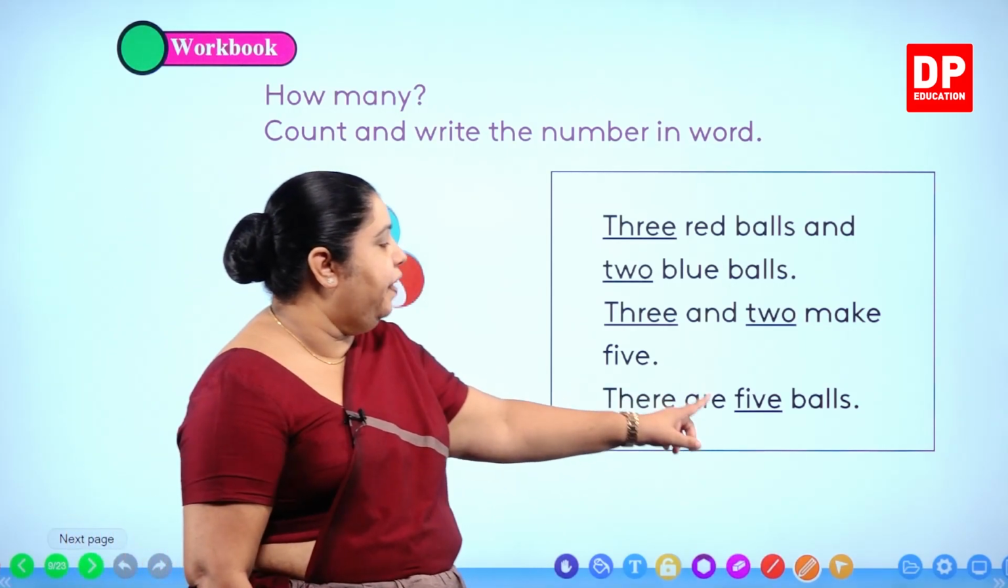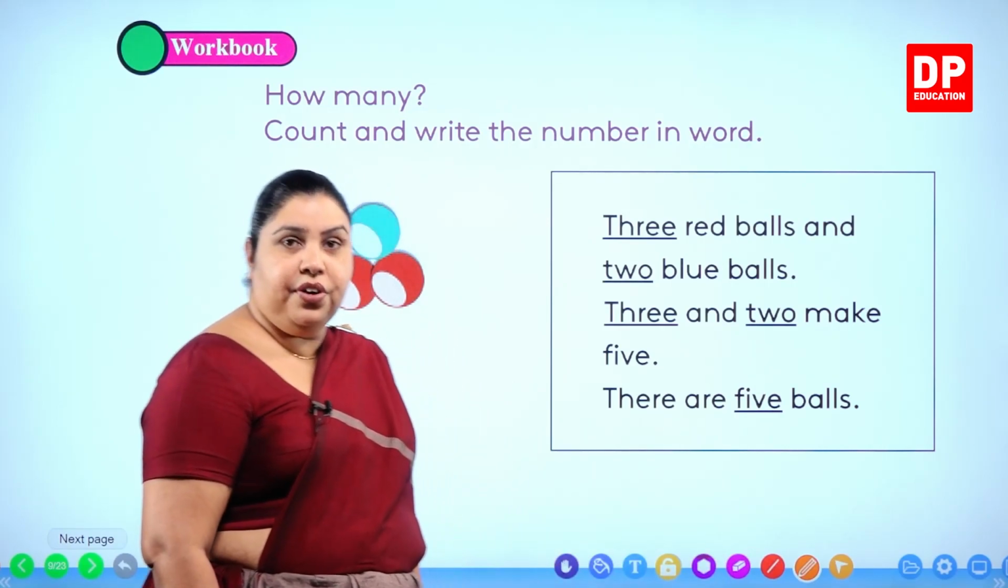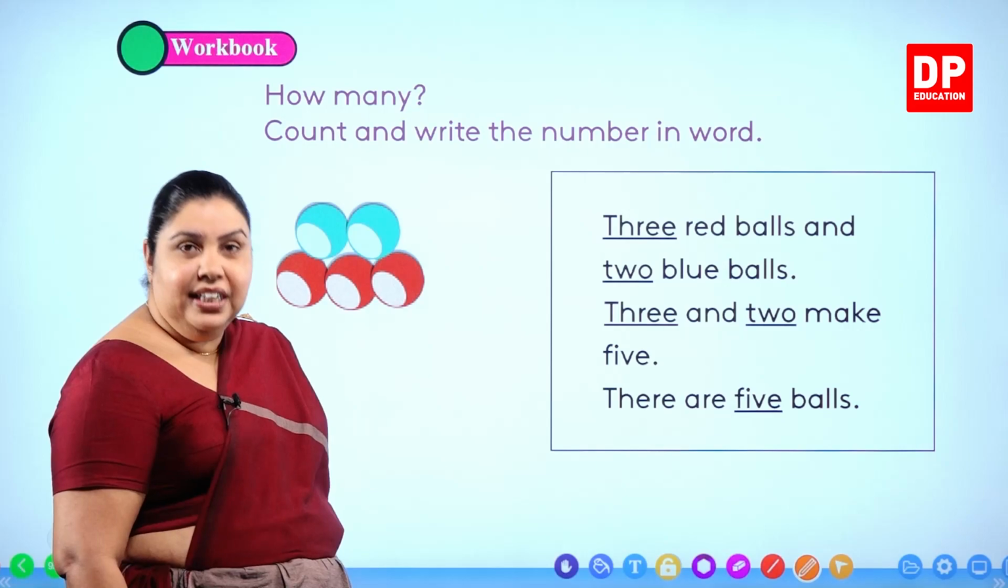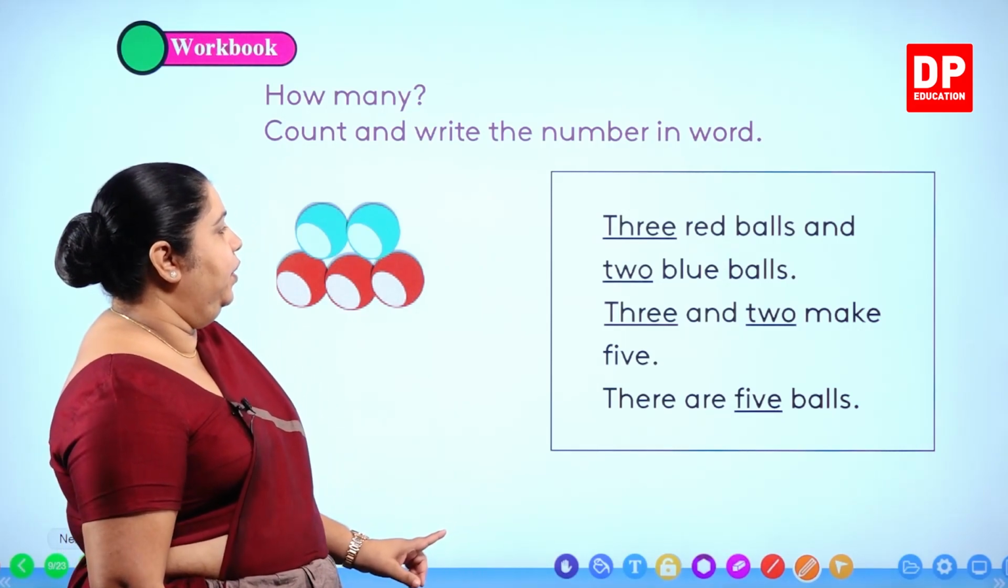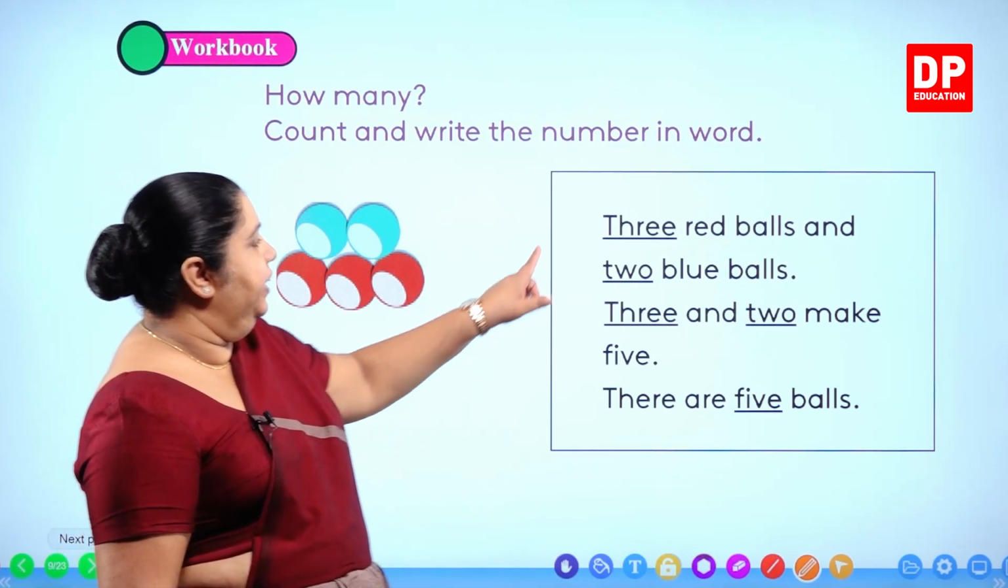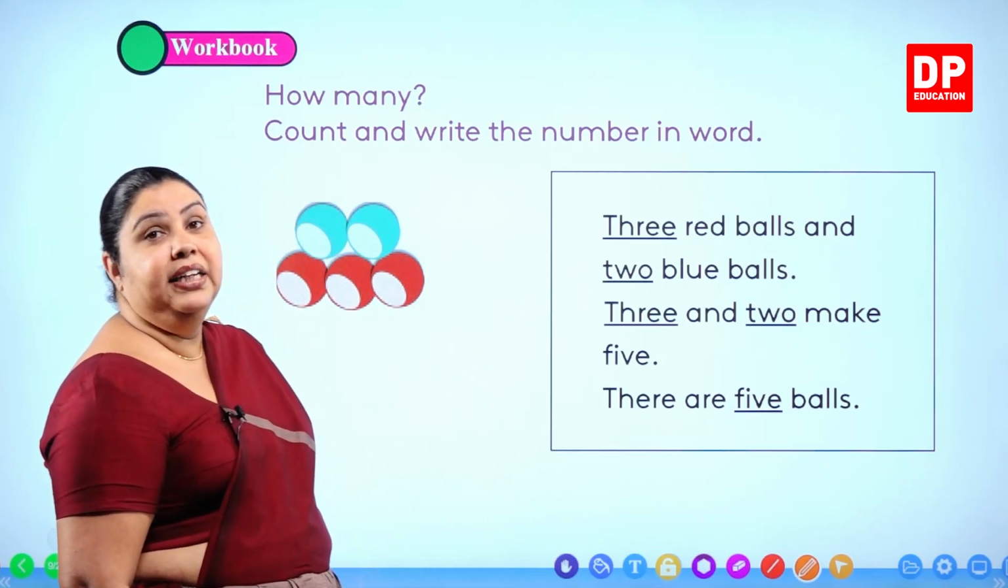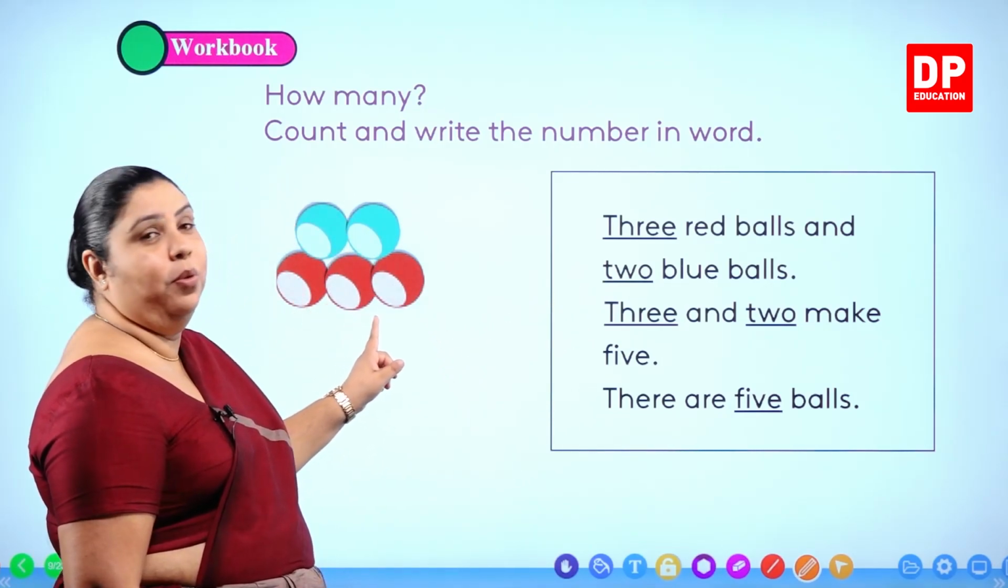There are 5 balls. Is that right? 1, 2, 3, 4, 5. Yes, that's right. So now we know how to write the word 3, how to write the word 2, and the total number of balls.